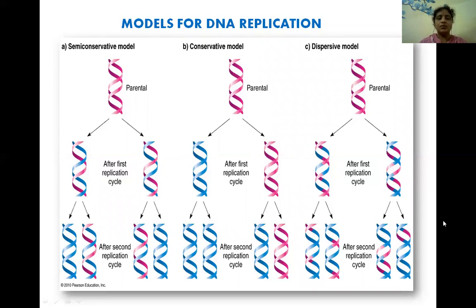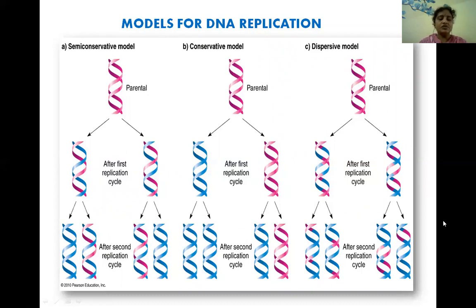Next, let us go to the conservative model. In this model, from the two parental DNA strands, one daughter molecule contains both parental DNA strands and the other daughter molecule contains newly synthesized DNA strands, which is very clear. We can observe here.